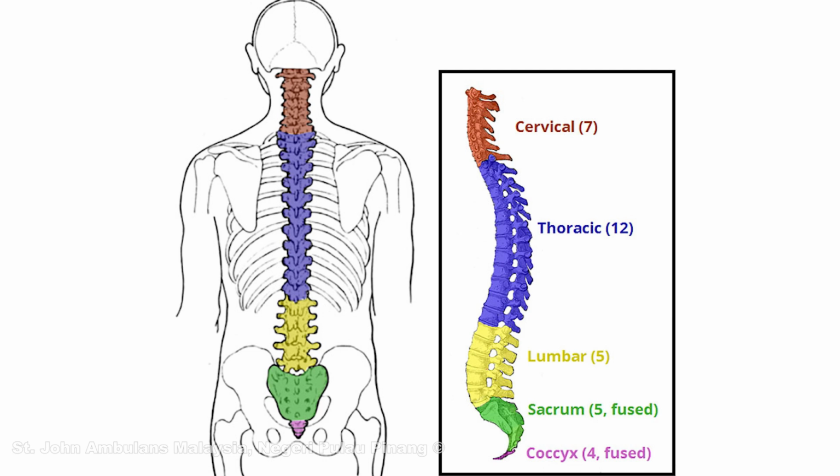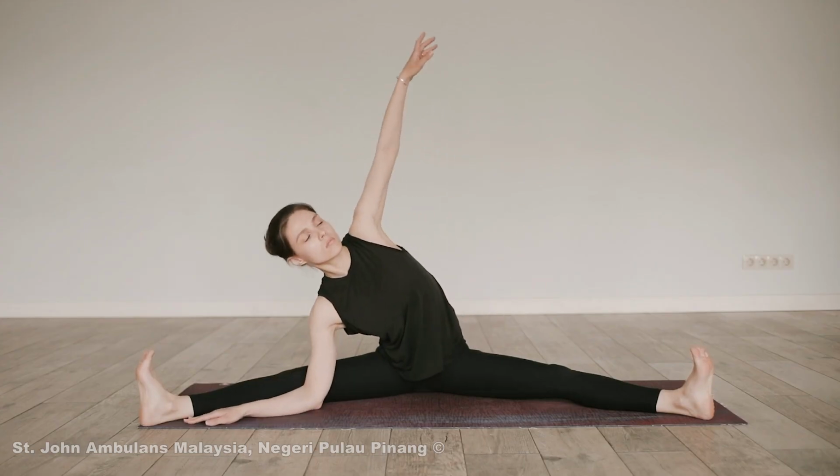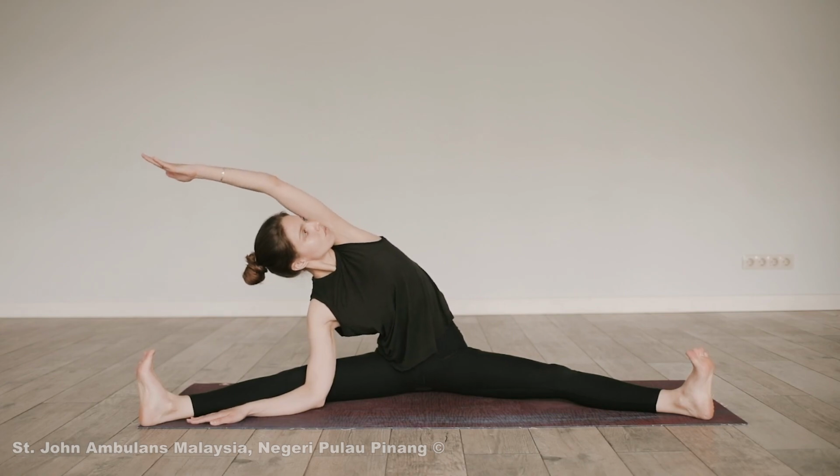Our spine consists of multiple small bones, which are called vertebrae. To be exact, it consists of 33 vertebrae, which are connected by fibrous intervertebral discs. This intervertebral disc forms a cushion between the vertebrae, and it offers flexibility and support for the body.